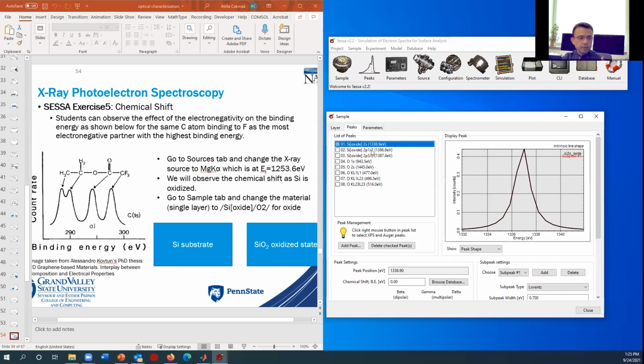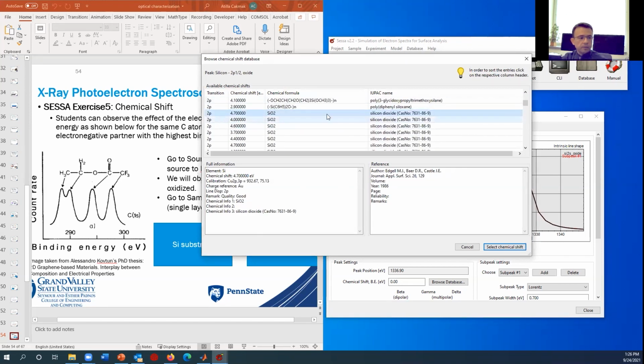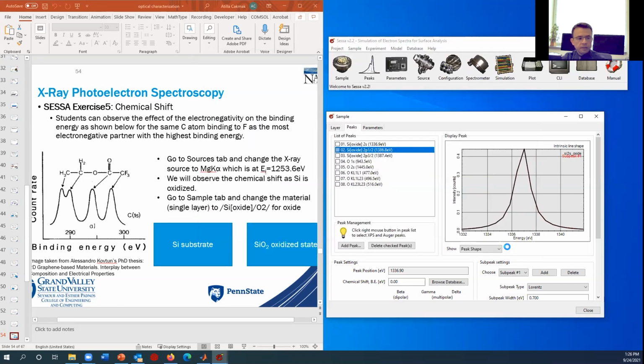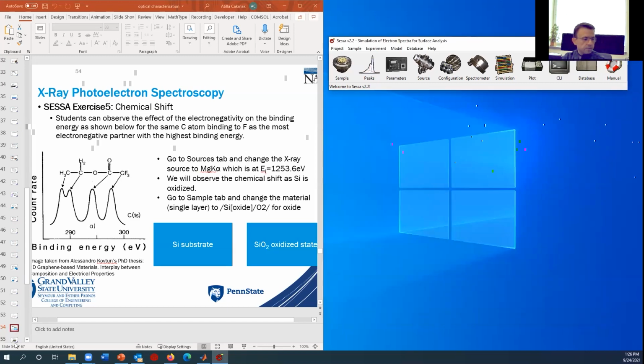So you can go to that particular peak you're interested in, let's say 2p 1/2, and you can click on the browse data sheet. And there are lots of databases here. You can use the one that you find suitable, like say for silicon dioxide. I like to use this one here and select the chemical shift so it adapts. So we can now see that, let me just show you the results.